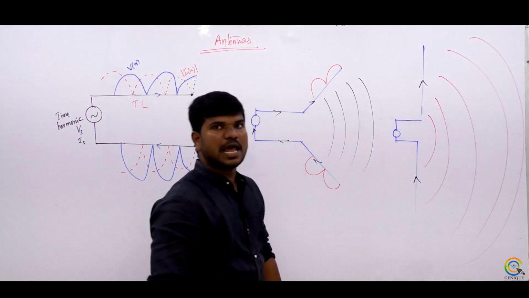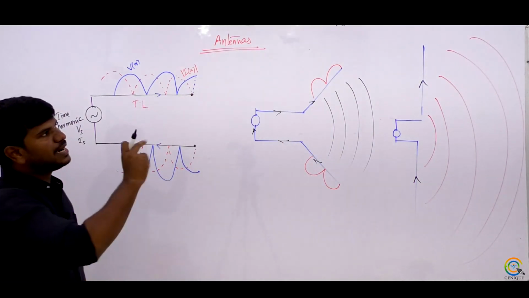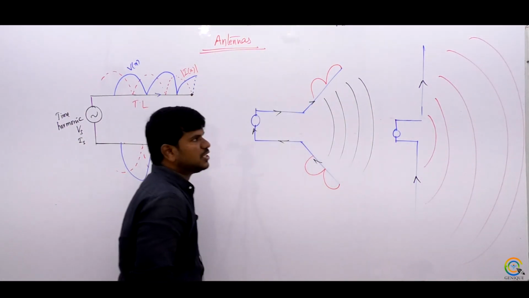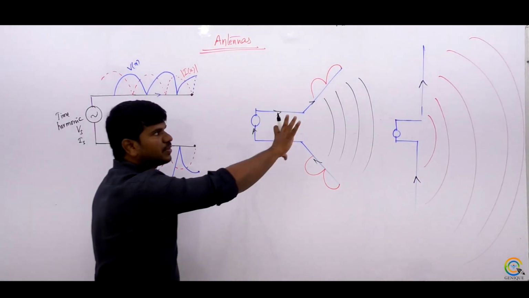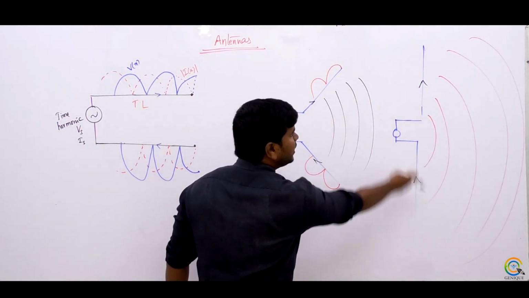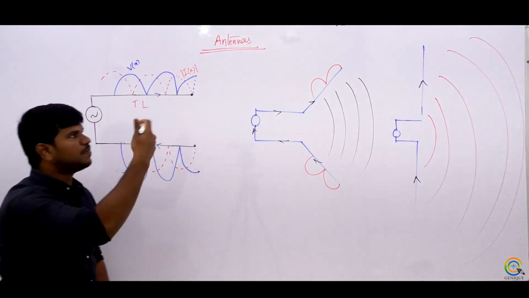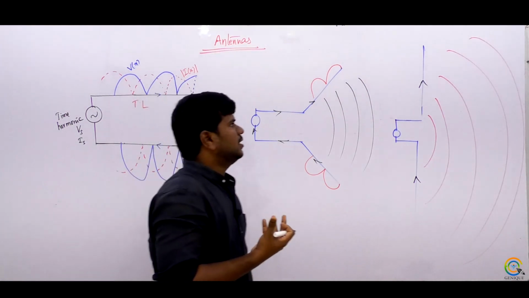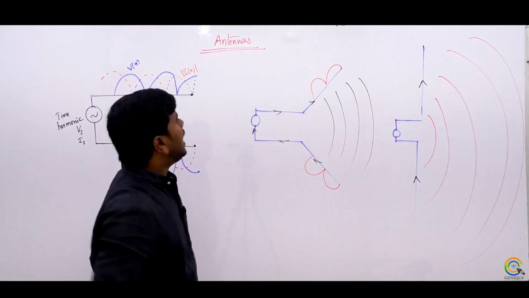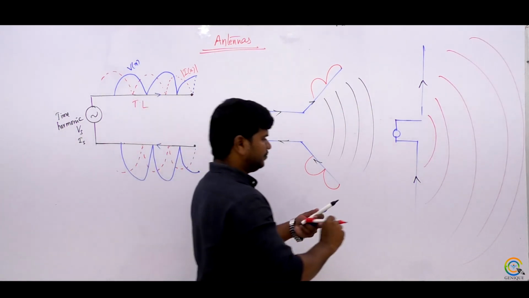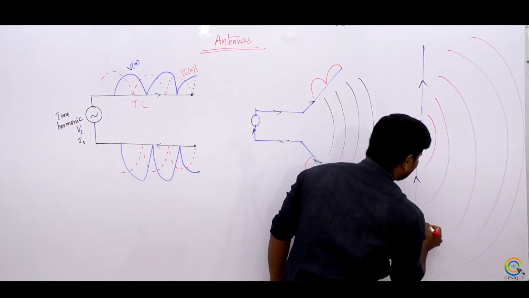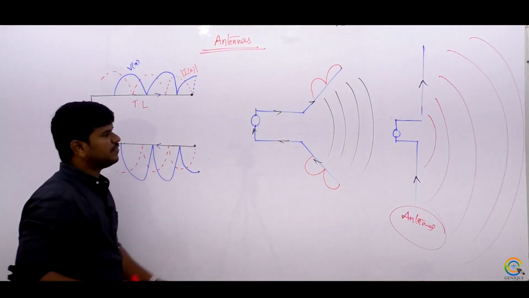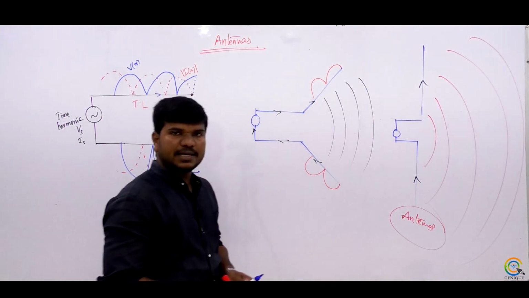There must be a time harmonic source to generate these EM waves, but to get the rays propagated into the free space, the radiating element must be oriented like this. Then only you will get the maximum radiation into the space. This is called an antenna, and there are different antenna structures. Generally we will see these kinds of dipole antennas.